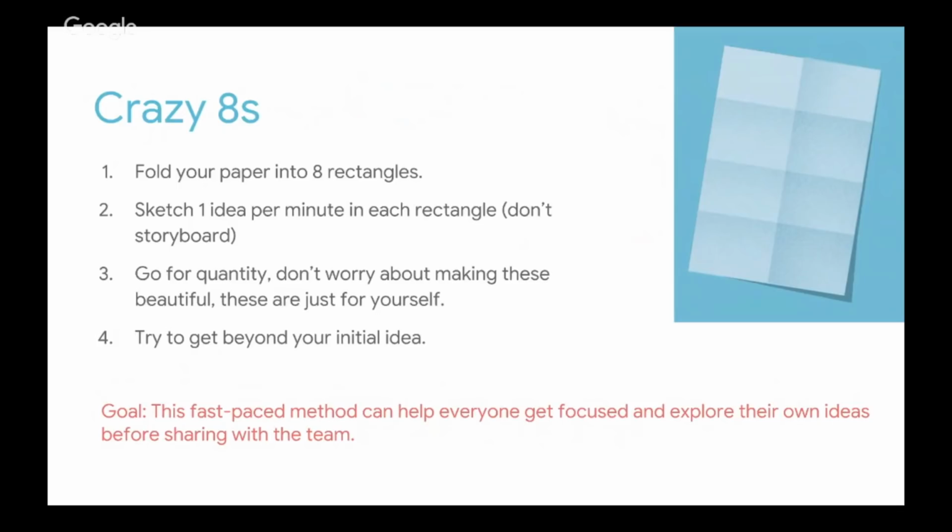To do Crazy Eights, you take one 8x11 sheet of paper and you fold it into 8 little rectangles. Conveniently, they look about the size of a mobile phone. And you'll have 1 minute to sketch an idea into each rectangle. Ideally, you want to sketch 8 different ideas and not do a storyboard of the same idea multiple times. Really, you want to go for quantity here. You don't have to worry about making them pretty or perfect.